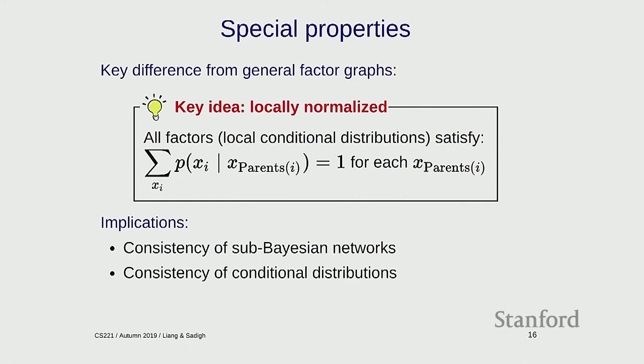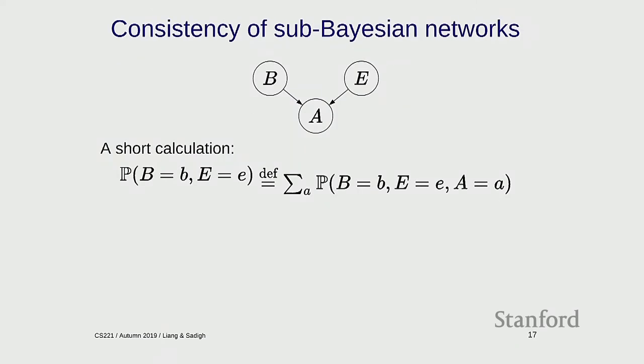So this property has two implications, which I'll discuss: consistency of sub-Bayesian networks and consistency of conditional distributions. And these properties are going to allow us to take advantage of the probabilistic structure when we're doing inference.